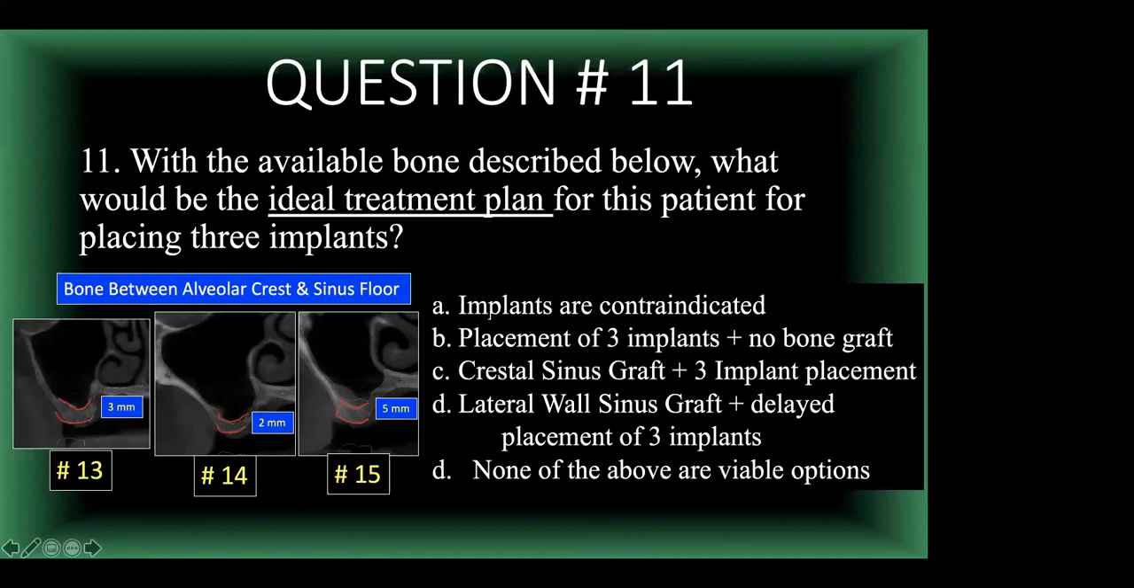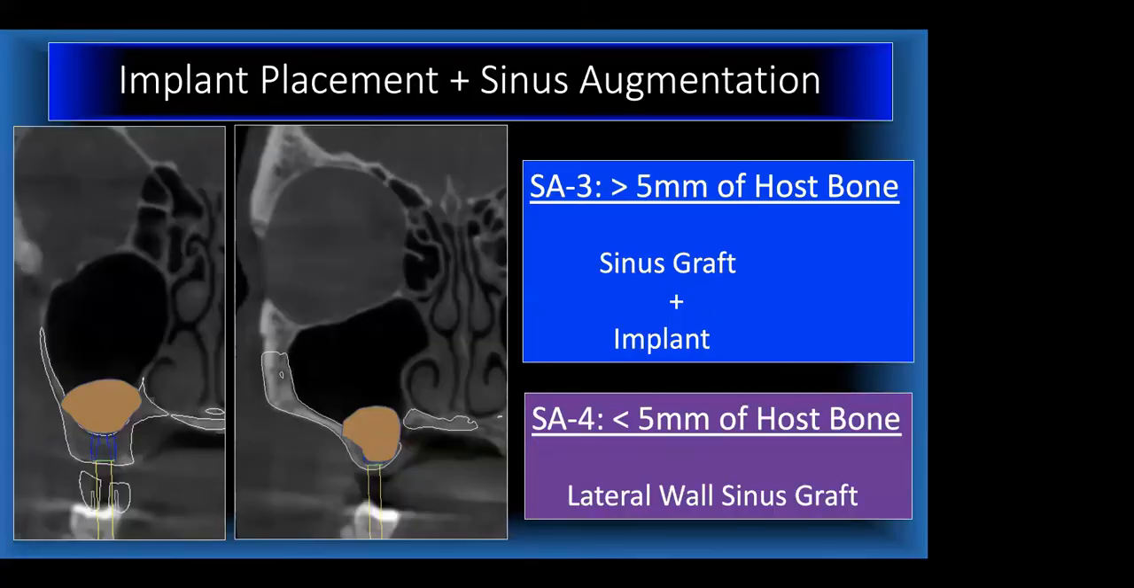And our answer is D. Very good, 82% of you got that right. And why is that? Whenever you're looking at whether to place the implants at the same time or do a delayed approach, and this is almost conclusive in the literature, 5 millimeters of host bone is needed.